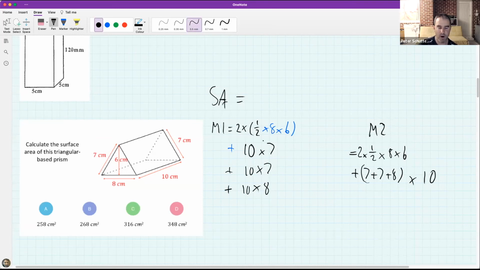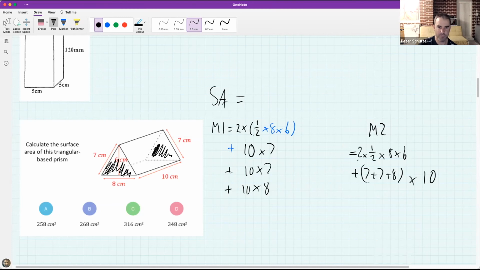So method number 1 basically just takes the 2 triangles and doubles. Well, the triangles are identical. These are congruent triangles. So I double that triangle to take care of that. But then I still have to add up all the rectangles. And there's 10 times 7, 10 times 7, and 10 times 8.